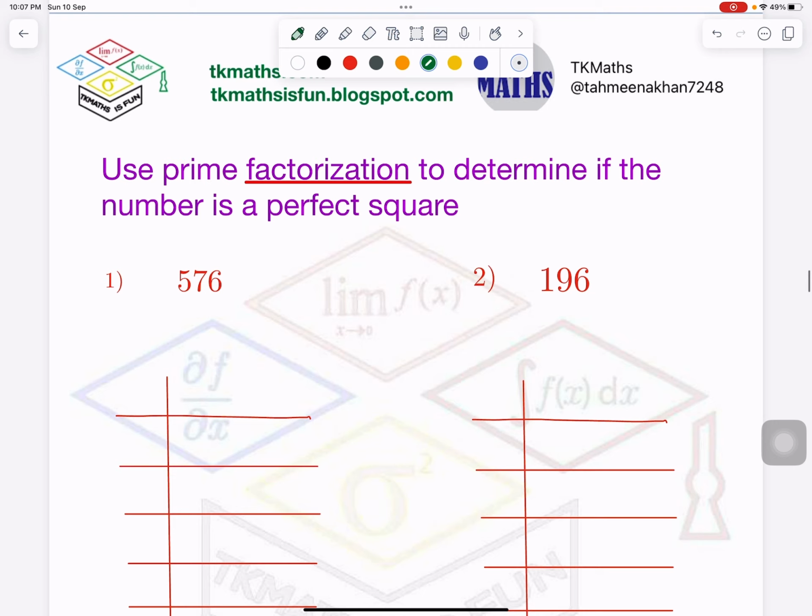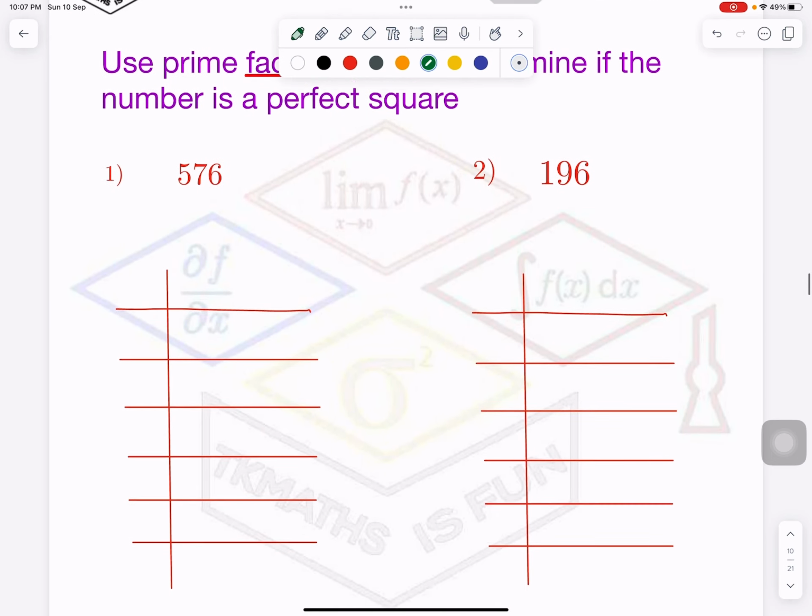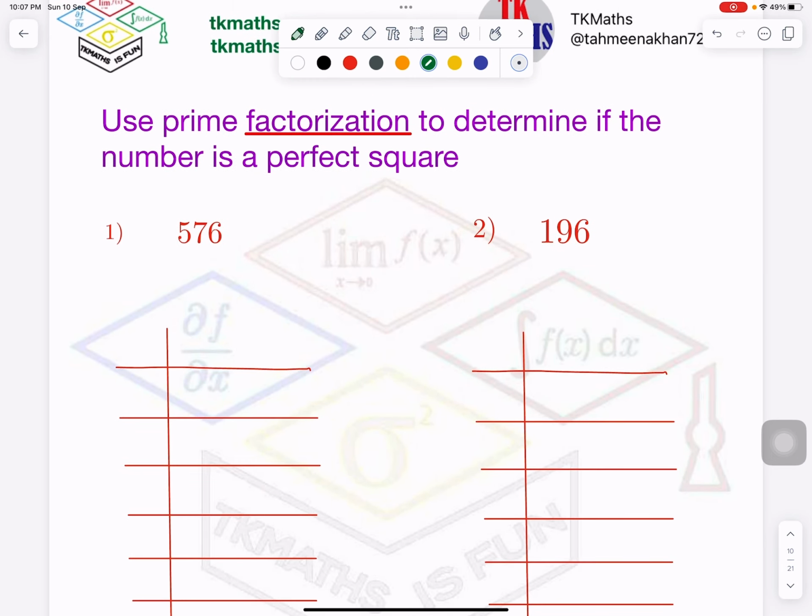Now let's see the division method to find out whether your number is a perfect square or not. Here we have found that 225 is a perfect square, and it is the perfect square of 15. Let's see the division method here.